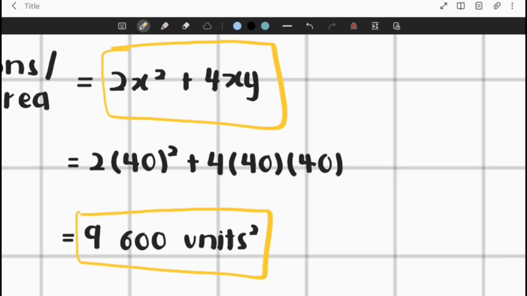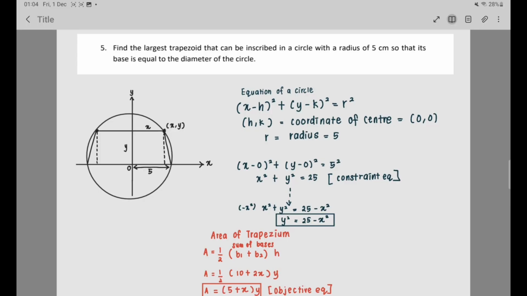9,600 units squared. Question 5 sounds like this: find the largest trapezoid that can be inscribed in a circle with a radius of 5 cm, so that its base is equal to the diameter of the circle.